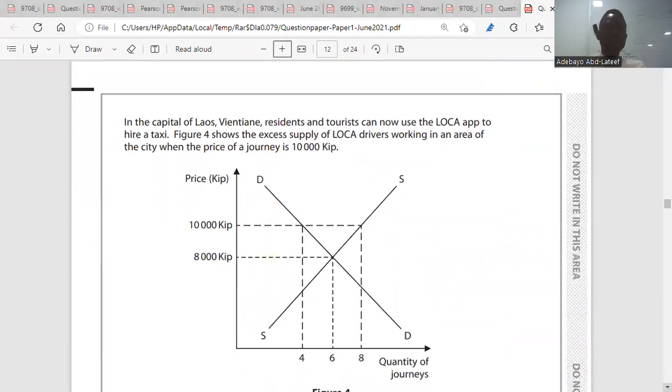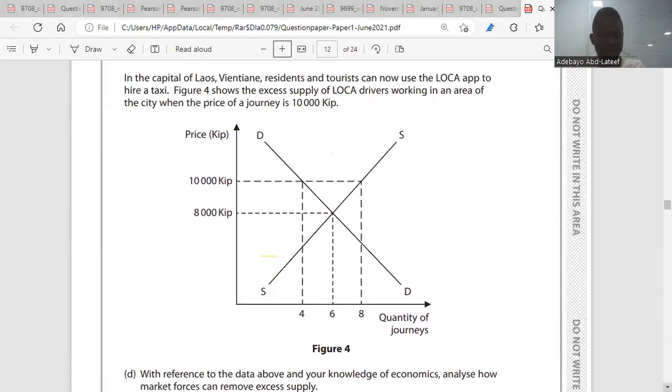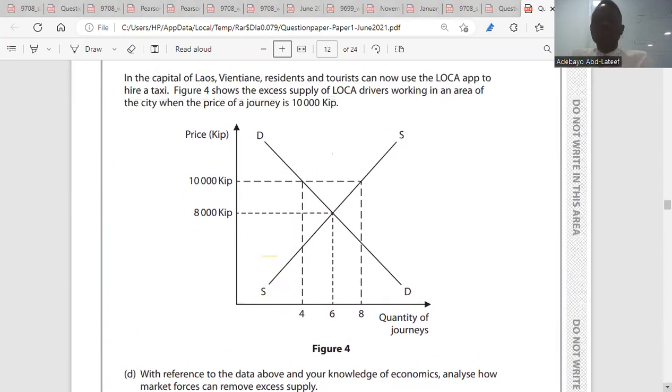They said in the capital of Laos, Vientiane, residents and tourists can now use the LOCA app to hire a taxi. The figure shows the excess supply of drivers working in an area of the city when the price of a journey is this. With reference to this data and our knowledge of economics, we should analyze how market forces can remove excess supply. So first, what is excess supply?